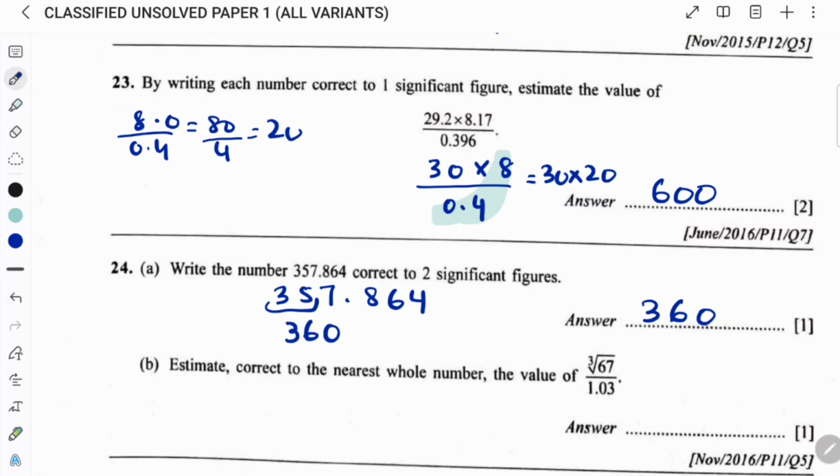Estimate, correct to the nearest whole number, the value of the cube root of 67 divided by 1. So this is estimate the value. The easier way is to substitute cube root of 64 and divide by 1. This is cube root of 64 only, so the answer will be equal to 4 here.